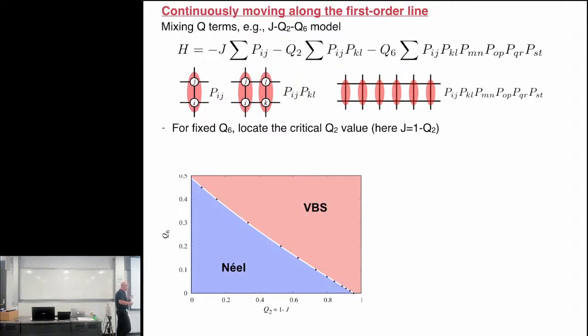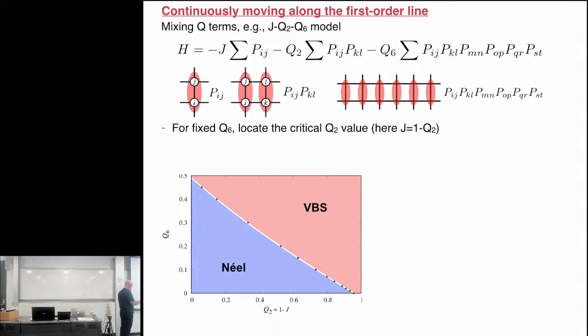Okay, now this is sort of a phase diagram which contains multi-critical points. So let's say that we did these JQN models, and if we want to tune something continuously and see if we make the transition more strongly or weakly first order, we can combine different Q terms. So this is the JQ2 model, but now we add a Q6 as well. And then we can look at the phase diagram in the plane of Q2, which is 1 minus J, and Q6.